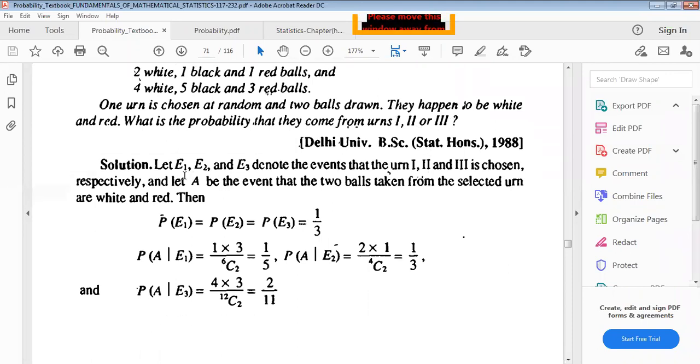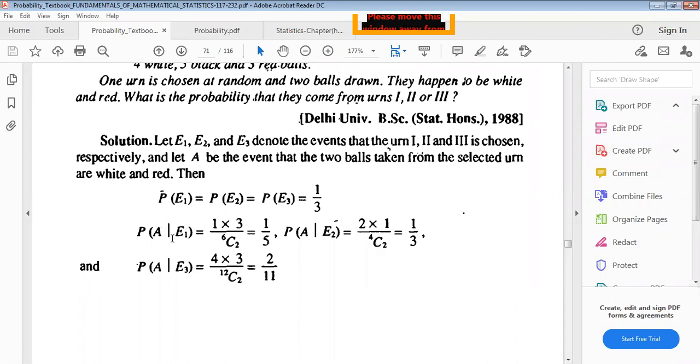Now let us consider E1, E2, and E3 to denote the events that urns 1, 2, and 3 are chosen respectively. That means E1 for urn 1, E2 for urn 2, and E3 for urn 3. Let A be the event that the two balls taken from the selected urn are white and red. Then probability of E1, probability of E2, probability of E3 will each be 1 by 3, because we have to select one urn, but there are a total of 3 urns. This is why the probability will be 1 by 3.